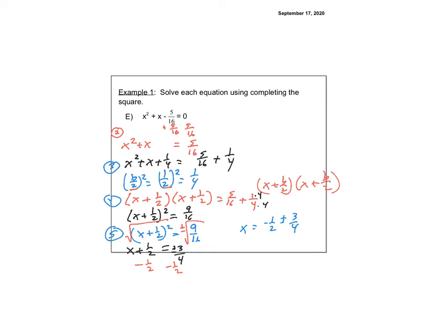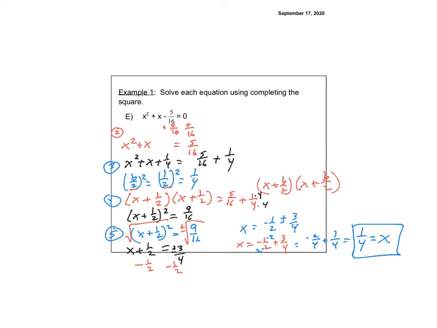So I'm going to pull those two apart so we can find both of them. So we got x equals negative 1/2 plus 3/4. And so I need to get a common denominator. The common denominator is going to be 4. So I have a negative 2/4 plus a 3/4. A negative 2/4 plus 3/4 gives us 1/4. So that's one of our x values.